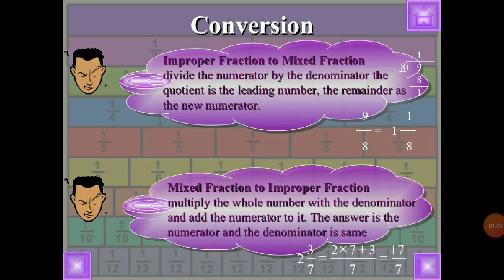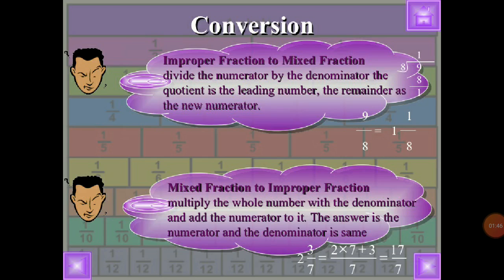Now, conversion. Improper fraction to mixed fraction. Here the example is 9 by 8. That means we read it as 9 divided by 8. Divide the numerator by the denominator. The quotient is the leading whole number and the remainder is the new numerator. That means 9 divided by 8 is equal to 1 integer 1 by 8.